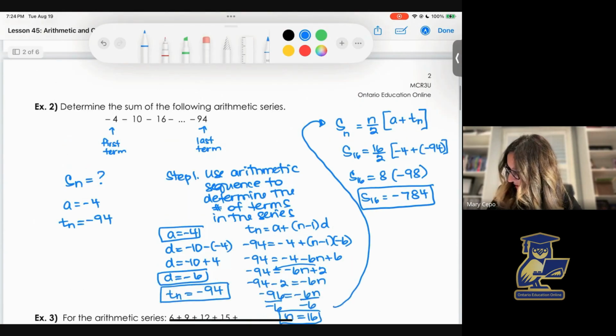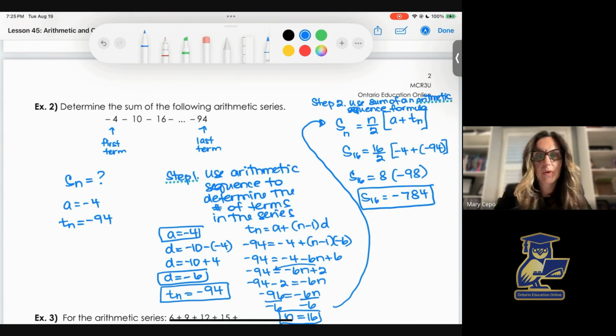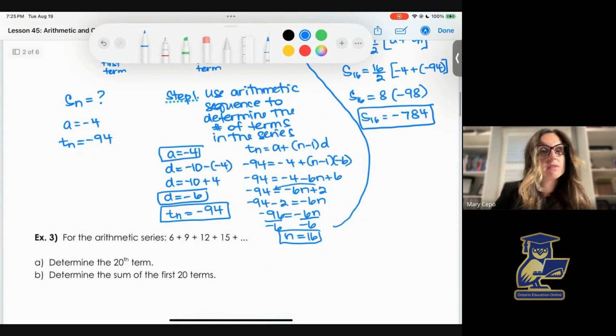Okay, so I forgot to indicate, but step 2: use the sum of an arithmetic sequence formula. Yep. So in this case, which is a good example, we need to first figure out how many terms were in the series before we can figure out the sum.